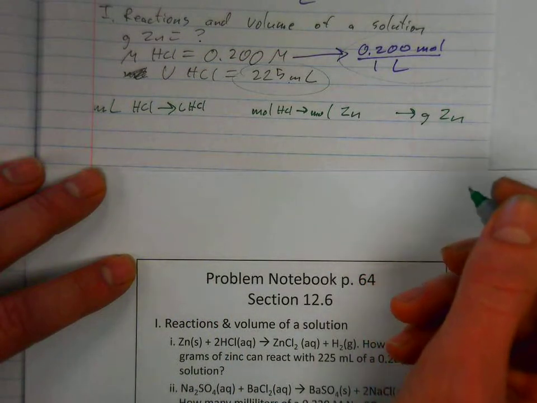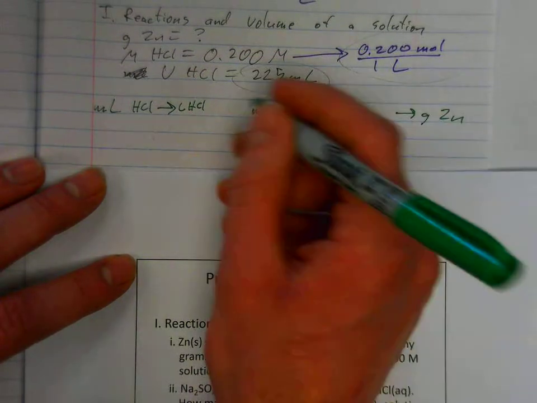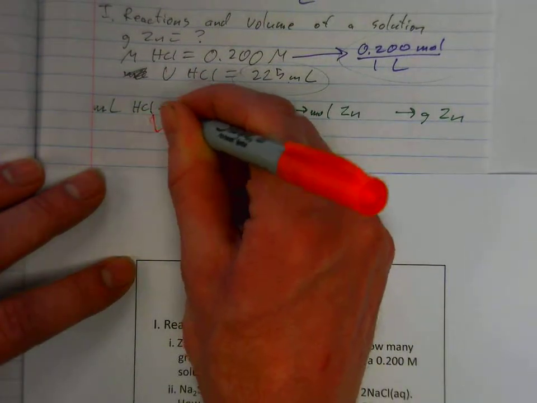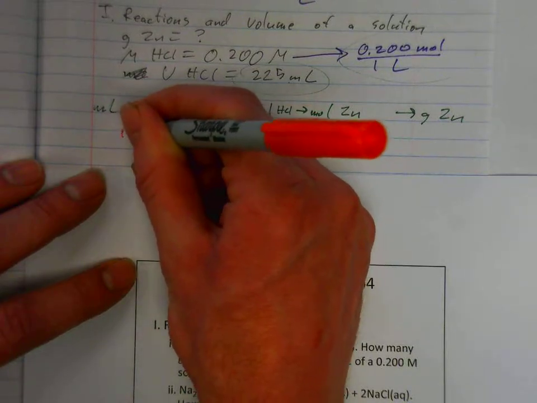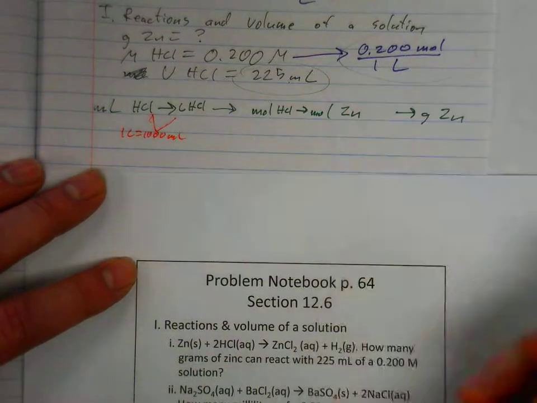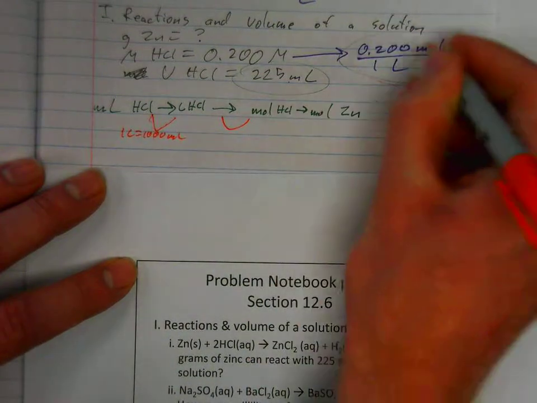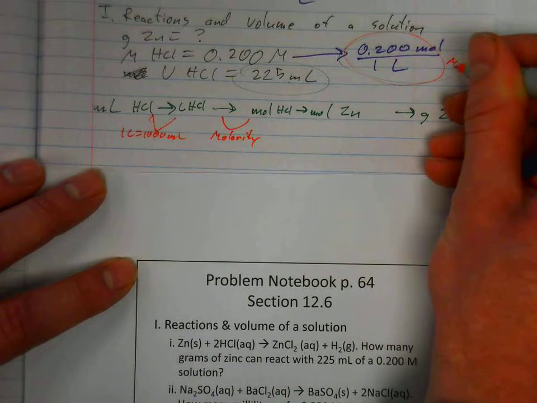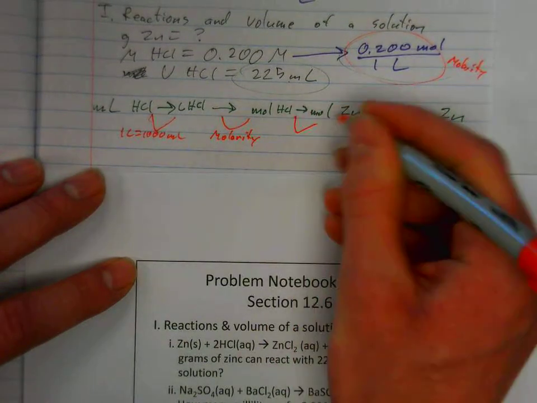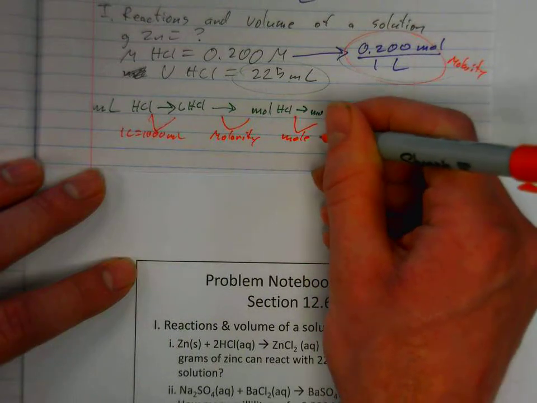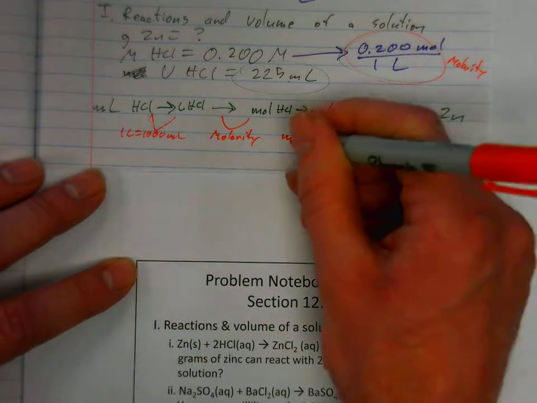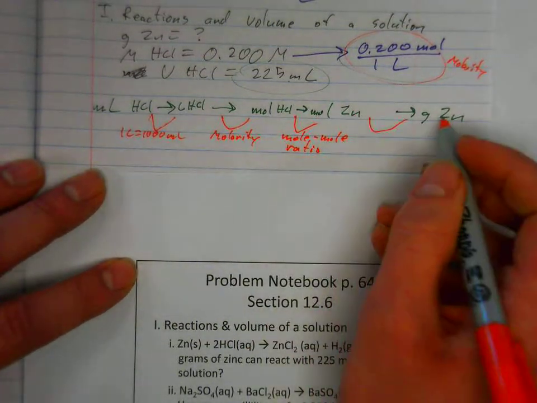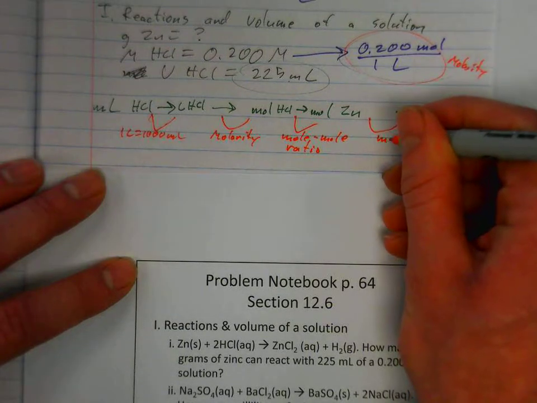So in this step, we're using 1 liter equals 1,000 milliliters. It's a metric conversion. In this step, we're using the molarity. So that's this right here. And in this step, it's the mole factor or ratio. And in this last step, we can go from moles to grams of zinc by using the molar mass. So we'll look at the periodic table at the AMU numbers for zinc to do that.